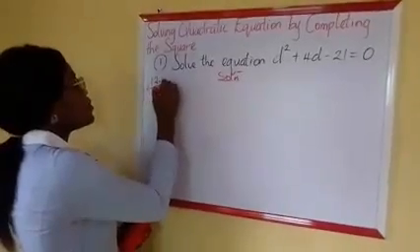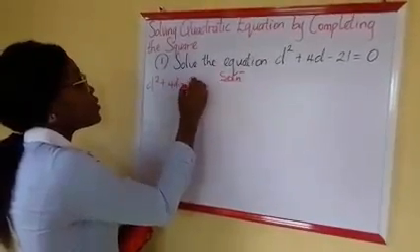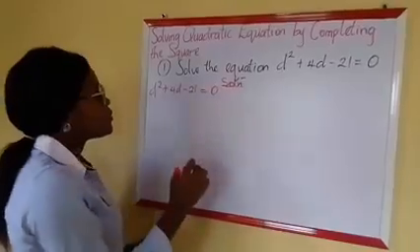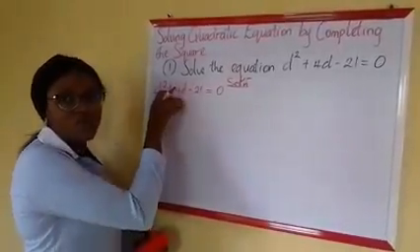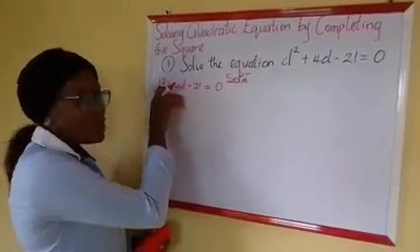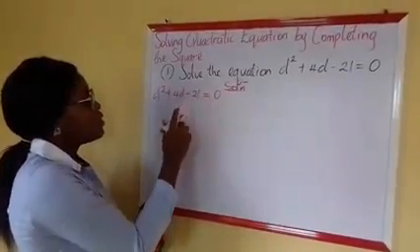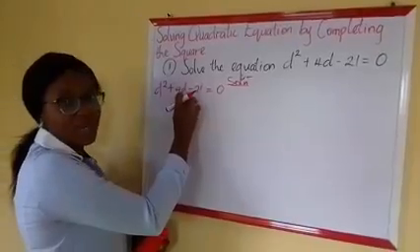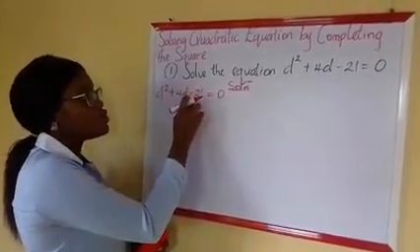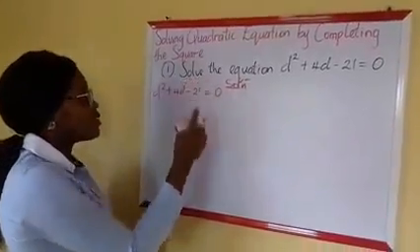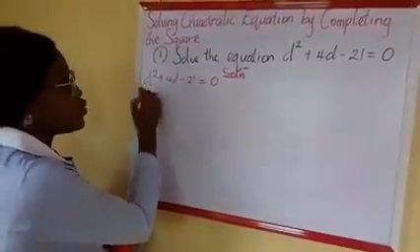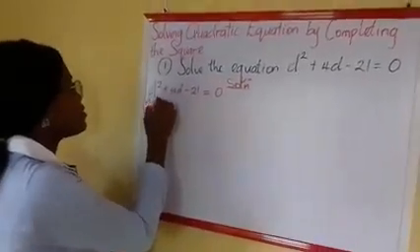d squared plus 4d minus 21 equals 0. At this point, we need to eliminate this so that we have the ones with variable standing alone. How are we going to eliminate this from here? Because we have minus 21, we need to add 21 to both sides so that this one will be cancelled out. So, add 21 to both sides.